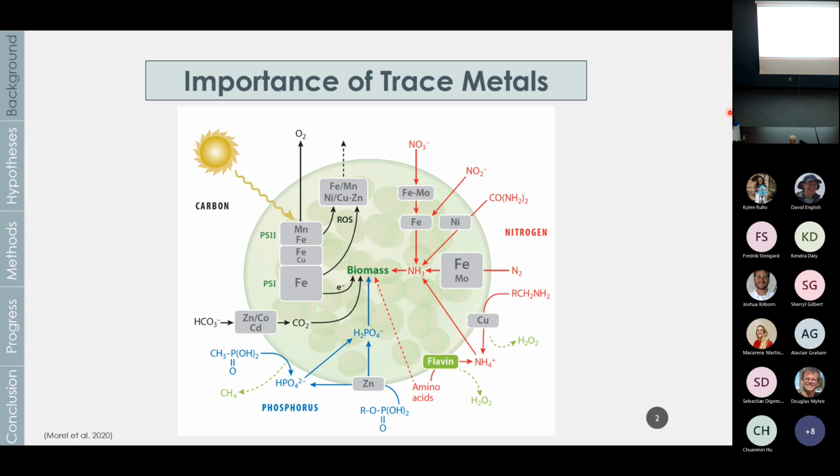And so what I want to point out is on this figure we have pulled from Morel et al. 2020. We see a biomass or like a phytoplankton cell in the middle, that's the green mass, and then it's surrounded by 3 different macronutrient cycles on the outside: carbon, nitrogen, and phosphorus. What we see in the middle are these trace metals and their use in various different enzymes. Those are the gray boxes. And we know more about some of the more heavily studied trace metals, such as iron and copper, but what we know less about is some of the understudied trace metals, such as nickel.